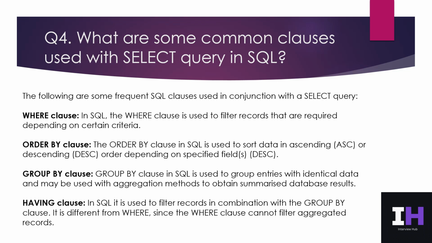Group by clause. Group by clause in SQL is used to group entries with identical data and may be used with aggregation methods to obtain summarized database results. Having clause. In SQL, it is used to filter records in combination with the group by clause. It is different from where, since the where clause cannot filter aggregated records.